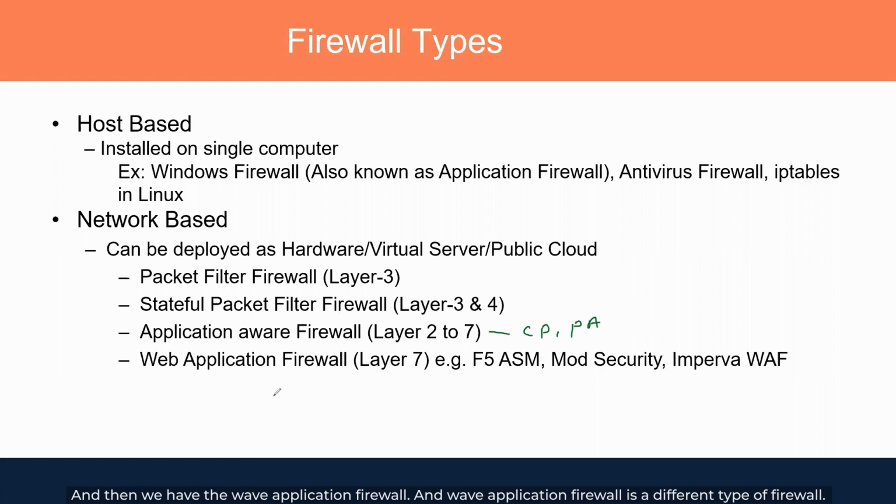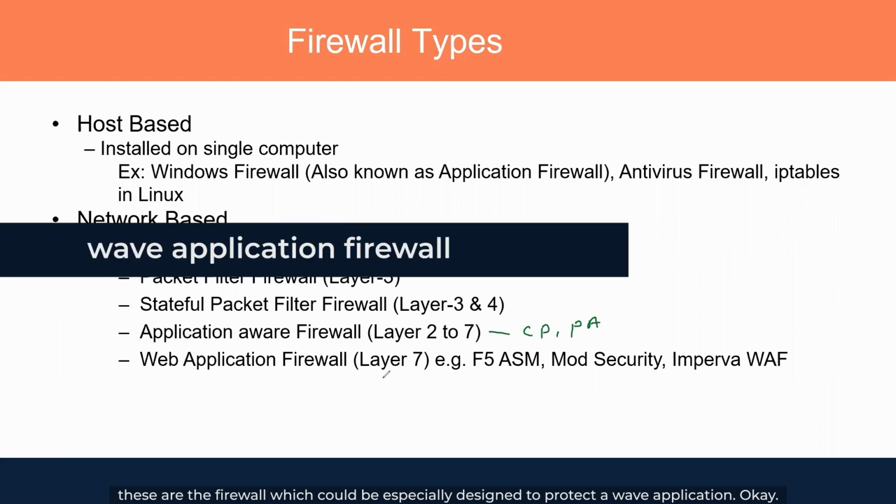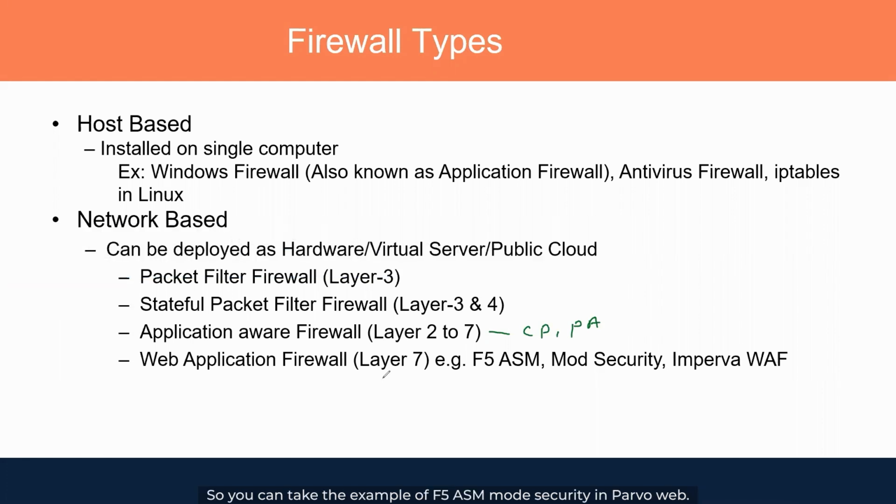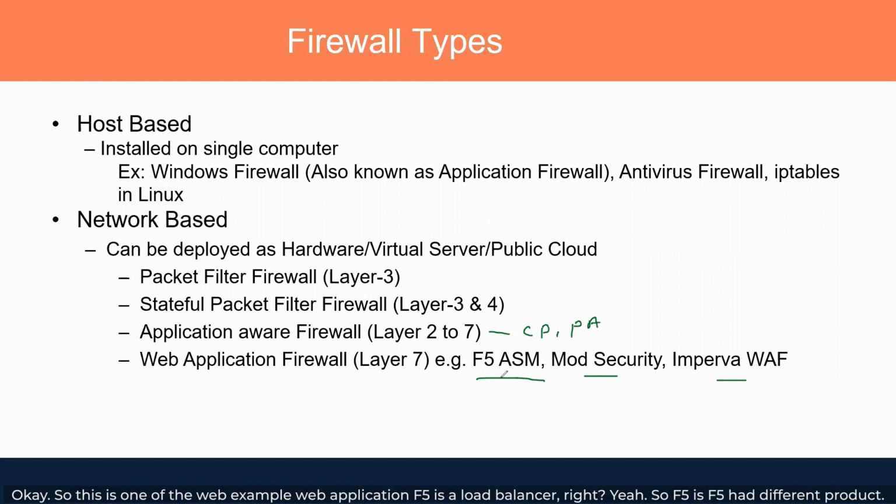And then we have the web application firewall, which is a different type of firewall. These are firewalls especially designed to protect a web application. You can take the example of F5 ASM, ModSecurity, and Barracuda. These are web application firewalls. So what is F5 ASM? This is F5 Application Security Manager. This is one example of a WAF, web application firewall.